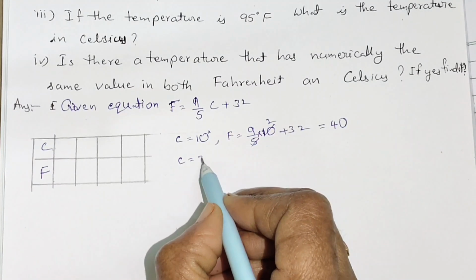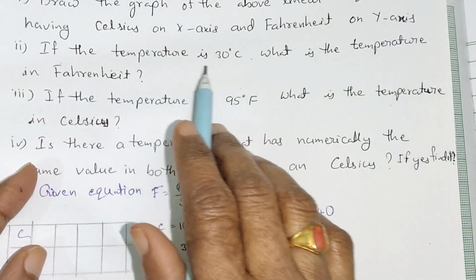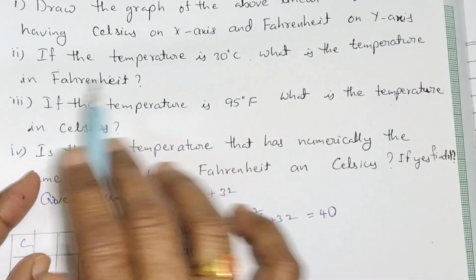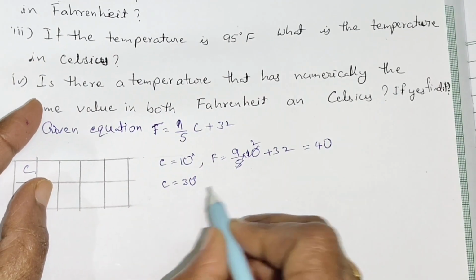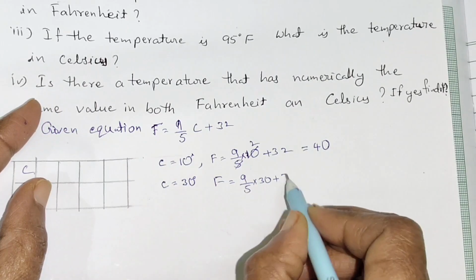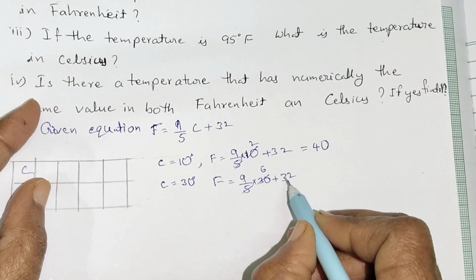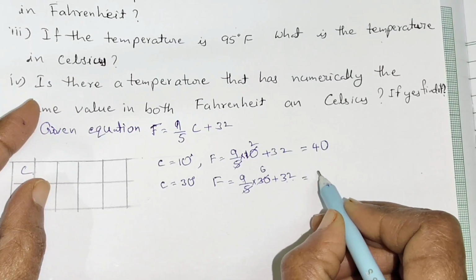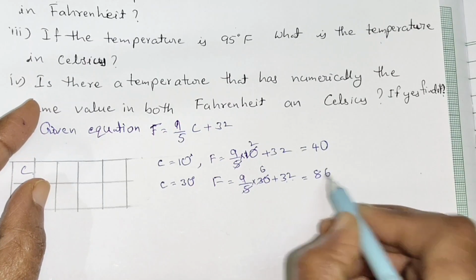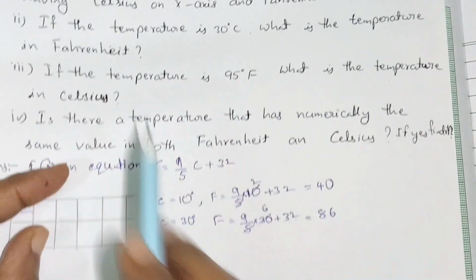And next C equal to 30 degrees. Here the second one is asking: if the temperature is 30 degrees Celsius, what is the temperature in Fahrenheit? So Fahrenheit is equal to 9 by 5 into 30 plus 32. Here 5 sixes are 30, 9 sixes are 54, plus 32. 54 plus 32 is 86. Here next, if the temperature is 95 degrees Fahrenheit, what is the temperature in Celsius?